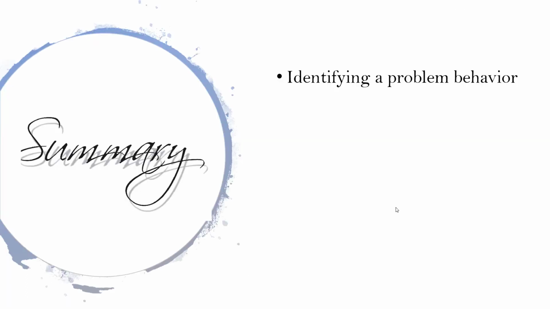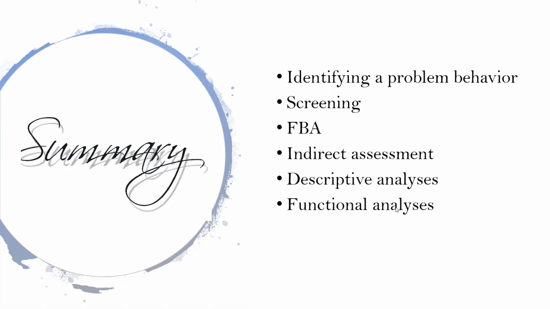All right, so in this video, we talked about the process of developing a behavior support plan: identifying the problem behavior, going through the screening process, going through the function-based assessments, and we had three of them, indirect, descriptive, and functional analyses, and then talking about the goal of the behavior support plan and what you're typically trying to do with the intervention.